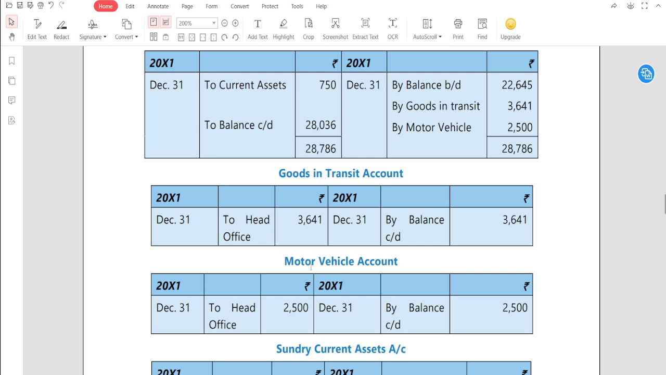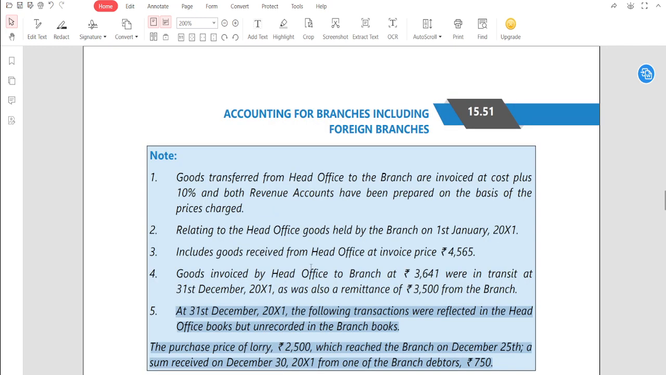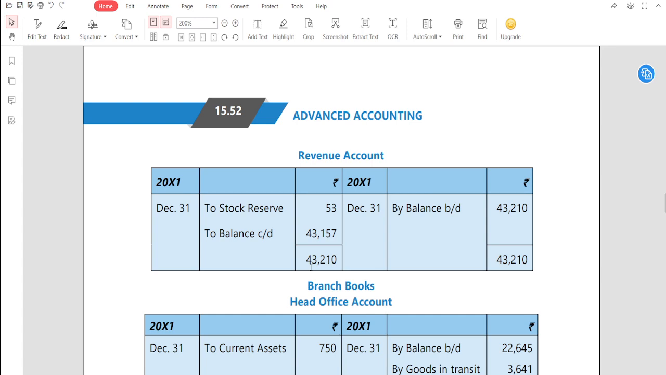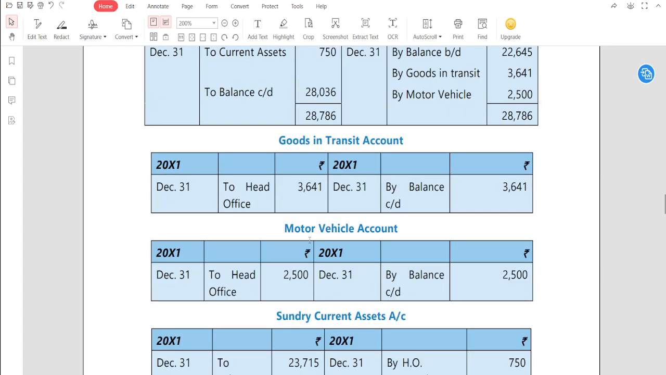You have purchased it. So when an asset has been purchased by the branch itself... Ek baar dekhiye kya likha hai. The following transactions are reflected in the HO books but not recorded in the branch books. So we need to understand the purchase has been made by the HO and sent to the branch. So when lorry is purchased by the HO, then the journal will be lorry account debit to HO. But here we say motor vehicle account debit to HO. So on 31st December we made an entry: motor vehicle account debit to HO 2500.